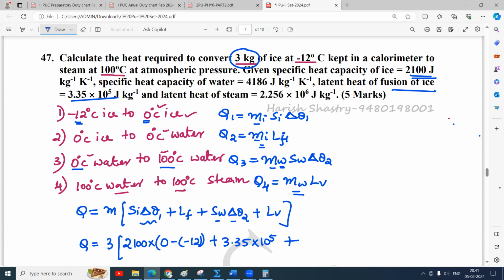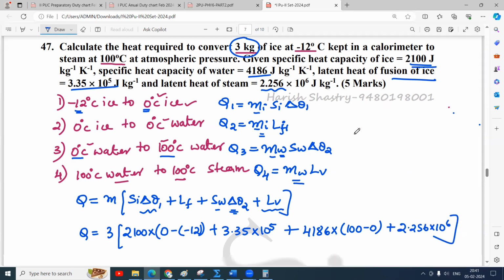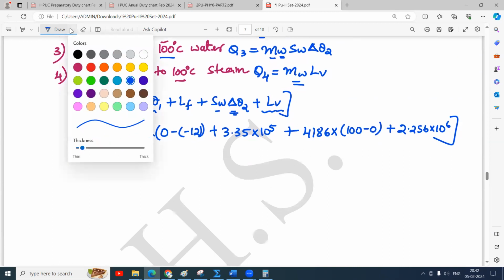Specific heat of water is given 4186. 4186 into temperature difference, 0 to 100, so 100 minus 0, plus latent heat of vaporization. Latent heat of vaporization of steam is given 2.256 into 10 to the power 6. So everything is substituted now. Okay, so you'll have to solve it now.